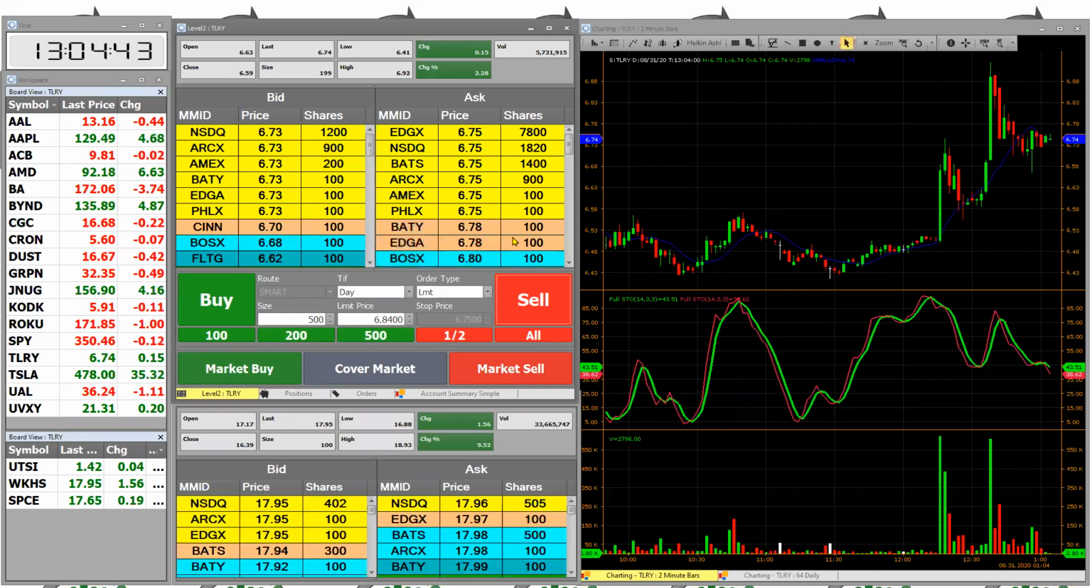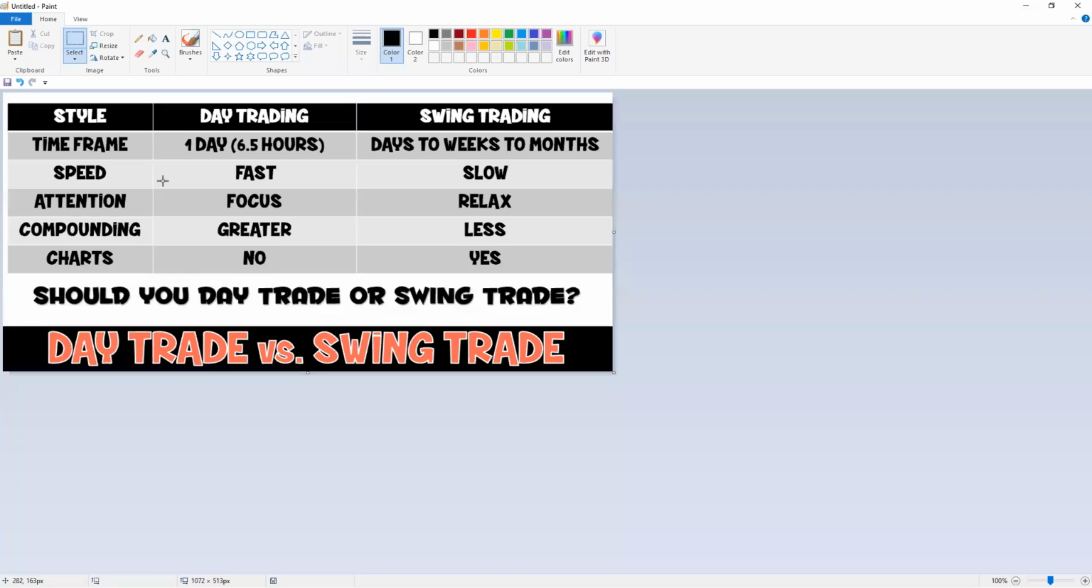And day trading is done according to price and volume, whereas swing trading is done according to fundamentals and technicals. So let's go over and speak about some of the differences on the day trading side. You'll see the first is the time frame. The time frame is going to be 1 day, 6.5 hours to trade.